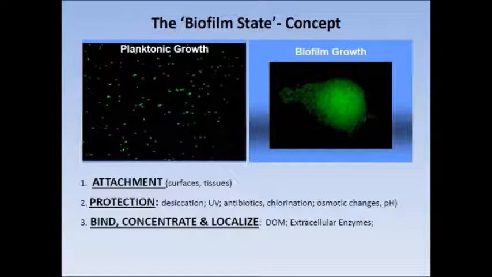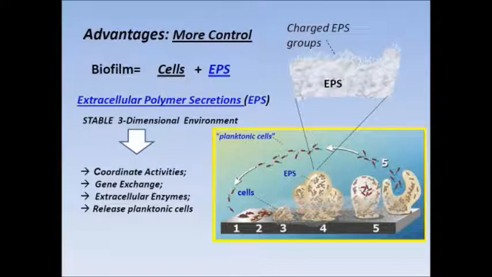It provides them protection. It allows them to acquire nutrients a little more efficiently and also localize different processes. So the many advantages to be gained are largely the result of what's called the EPS matrix, extracellular polymer secretions, that are produced by the bacteria themselves. So the biofilm consists of many cells in various shapes and sizes, surrounded by a self-secreted matrix of EPS.